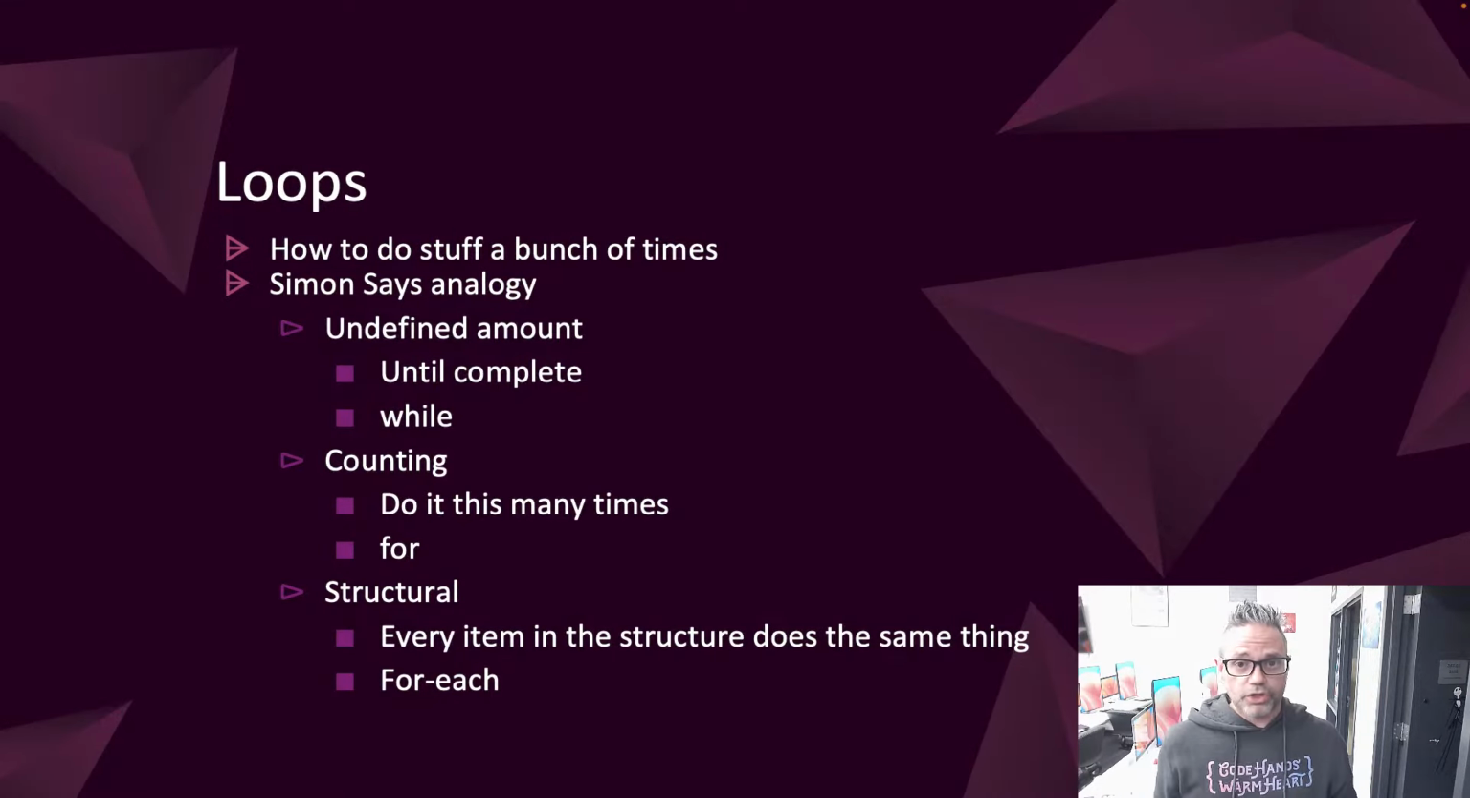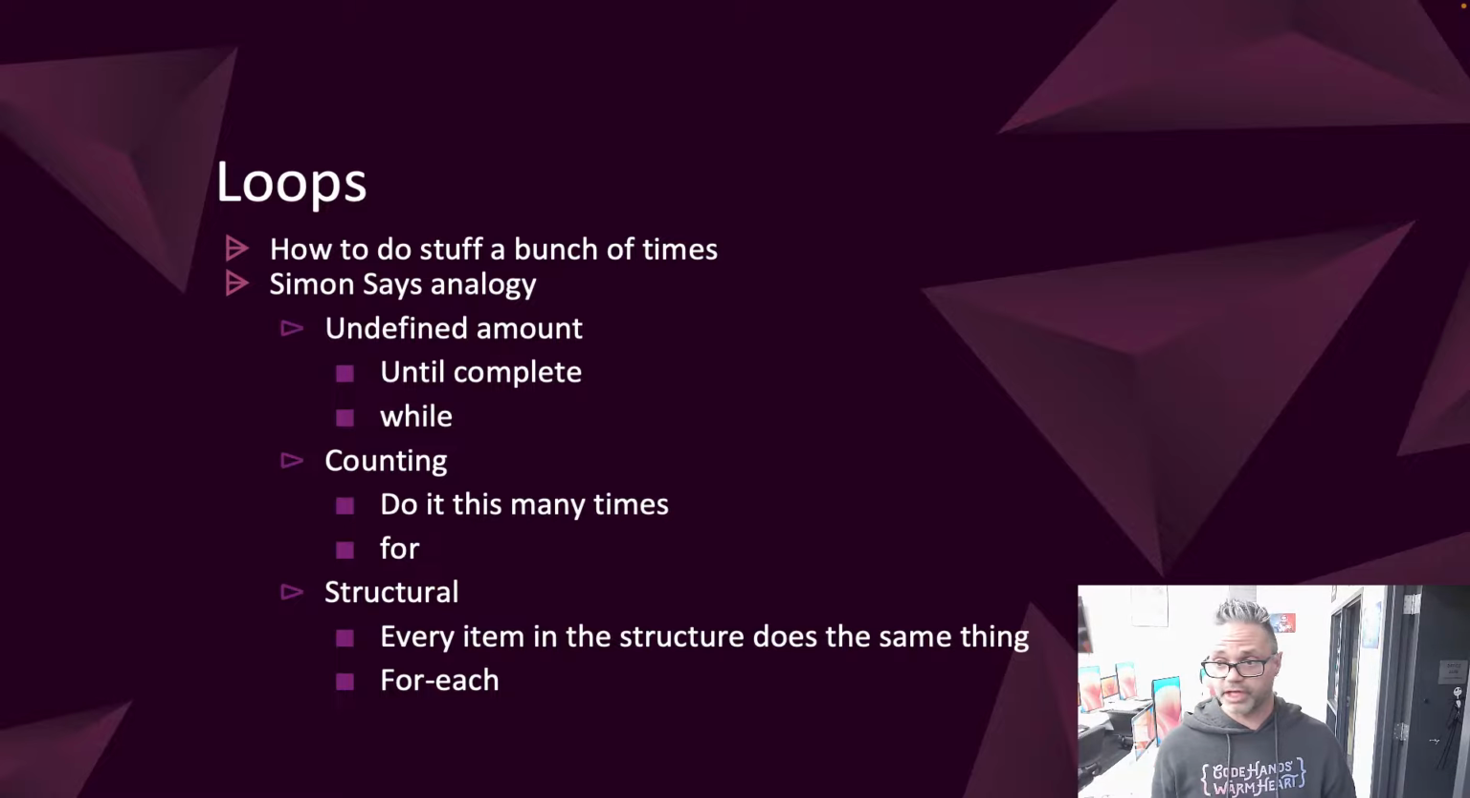Loops. This is when you want to do a whole bunch of things over and over again. I use a Simon Says analogy to talk about this in my classes. It's something we do all the time. So if Simon says, clap your hands, you're going to do this until you're told to stop. So an undefined amount is a while loop. You don't stop until Simon says to stop. That is our while loop analogy.